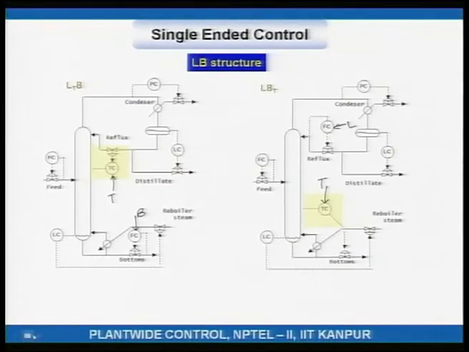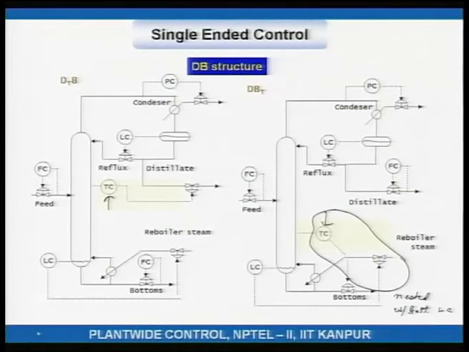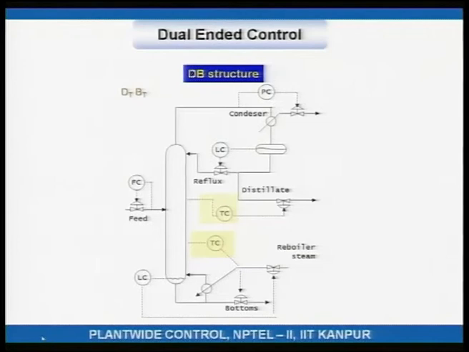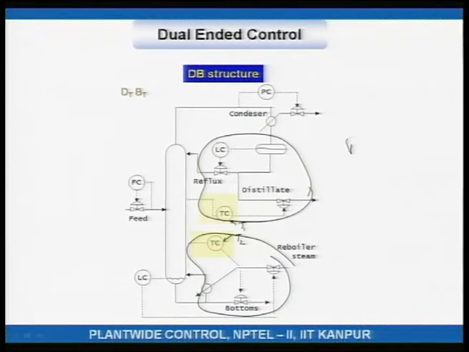Another exception that we saw was control of CSTR level. Okay, so we have looked at single ended structures. We have looked at, yeah, again here T1 T2. Notice both loops are nested, both T loops, temperature loops, are nested with corresponding level controller.